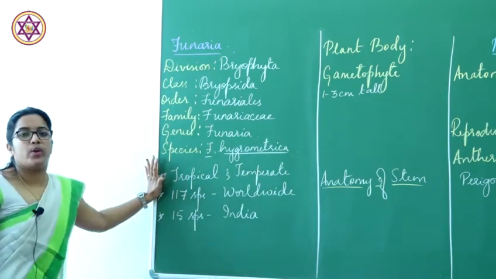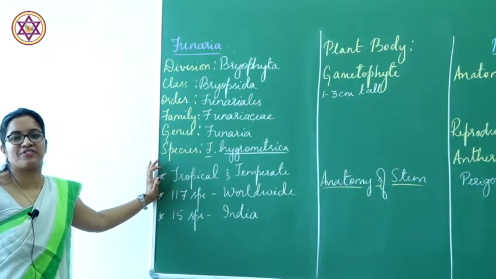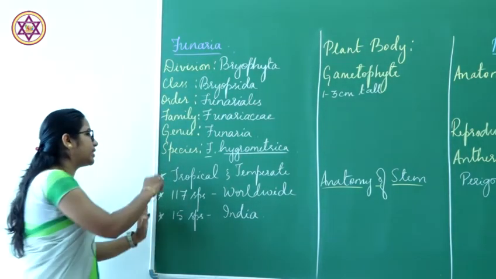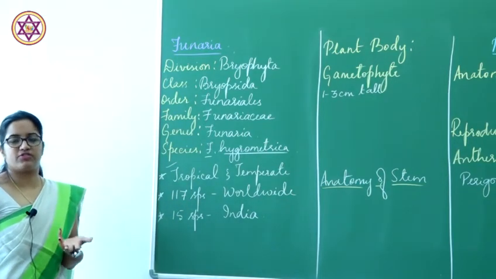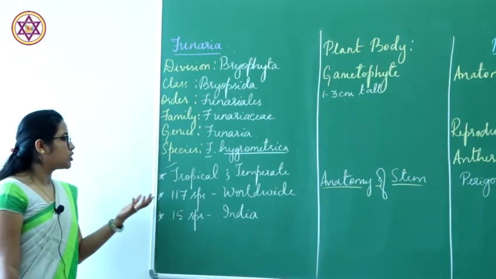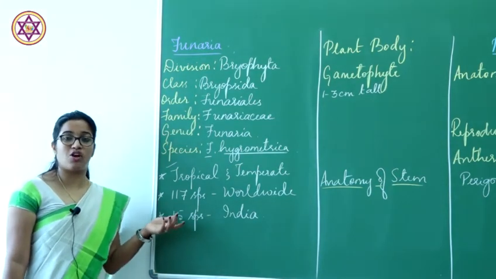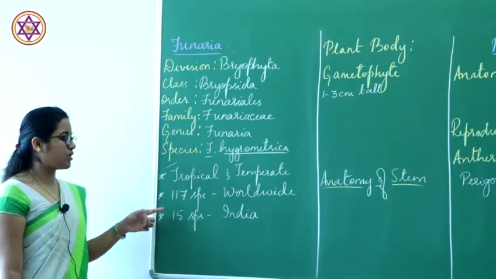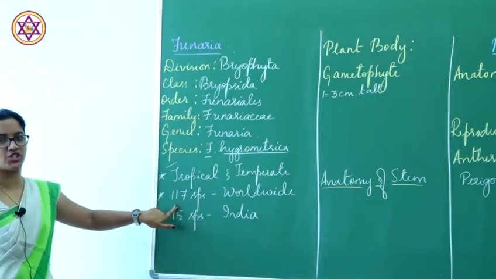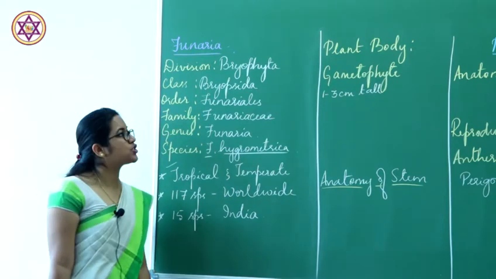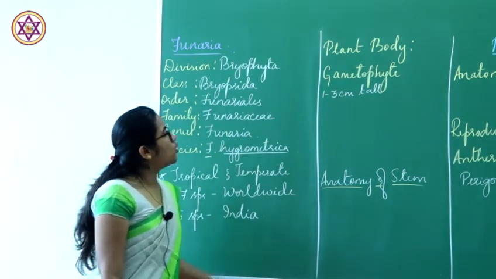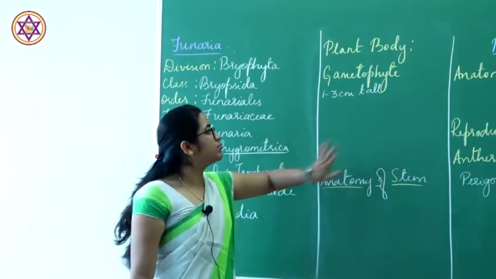Now, which is the conducive climatic condition? Again, it belongs to the tropical and temperate zones, same for all the bryophytes. Now, talking about distribution of the species worldwide, there are about 117 species, and in India you can see only 15 species of Funaria. Now, moving on to the plant body.